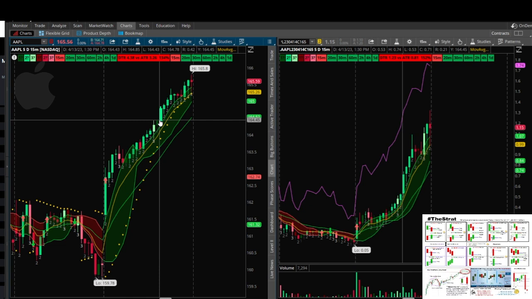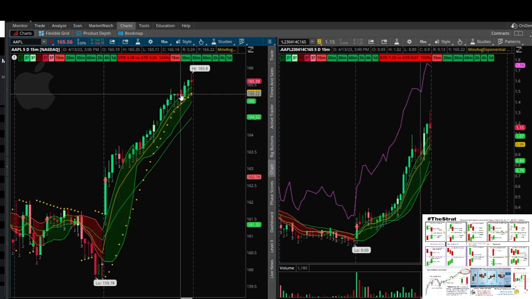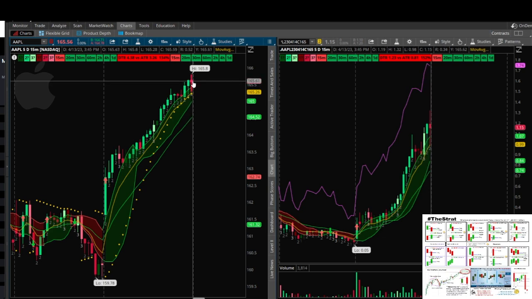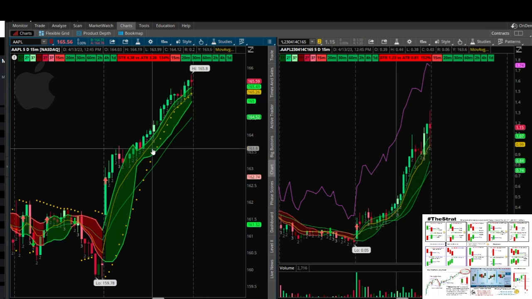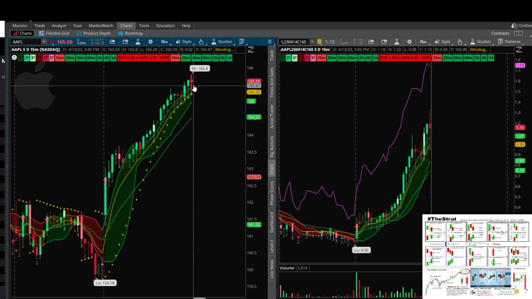Hey, we have hit the outside week trigger here. Okay, and we're still going. We're still above the Mobo bands. We're going. At no point did this break below enough for you to say, I am going to exit this, because we stayed above the Mobo bands the entire time.